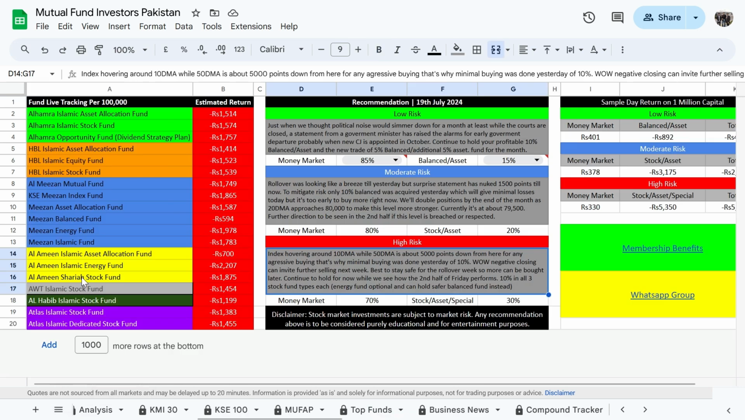With that, we are wrapped up with this brief overview of the investor portal.